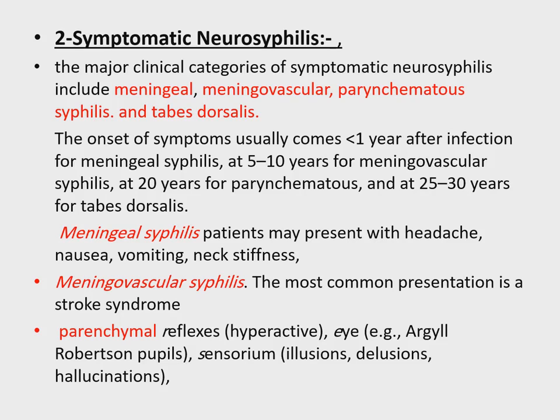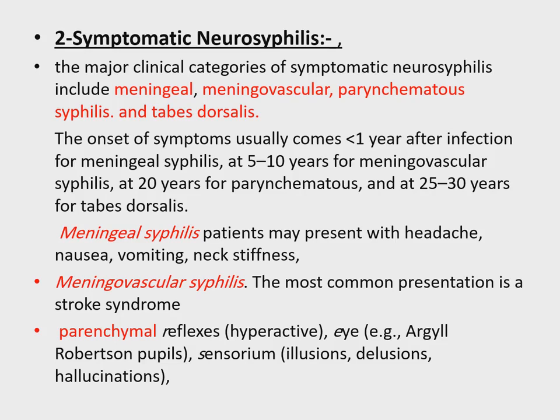And when the meninges are infected or inflamed, the patient will develop meningitis clinical manifestation. So, headache, nausea, vomiting, and neck stiffness, like any other meningitis. When the patient has developed meningovascular, that means meningitis with vascular involvement, the vessels have been involved. So when the vessels are involved, that means the patient is having CVA clinical manifestation. Exactly like in a stroke patient.